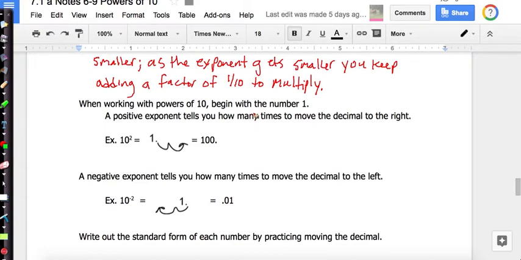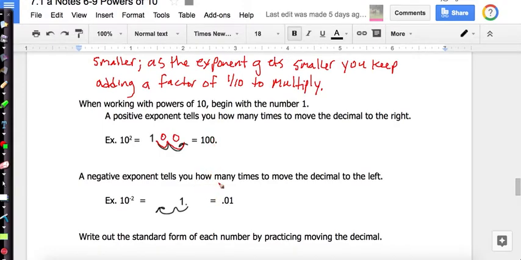Okay, when working with powers of 10, begin with the number 1. So if we want to convert it to a number or evaluate it, we want to start with the number 1. A positive exponent tells you how many times to move the decimal point to the right. So for 10 squared, we start with the number 1. Remember, in the number 1, there's an imaginary decimal at the end of the number. We don't say 1 decimal, but we know it's there. So we're going to move it 1, 2 places, and every time we move and there's nothing there, we drop a 0. So 10 squared would be 100.